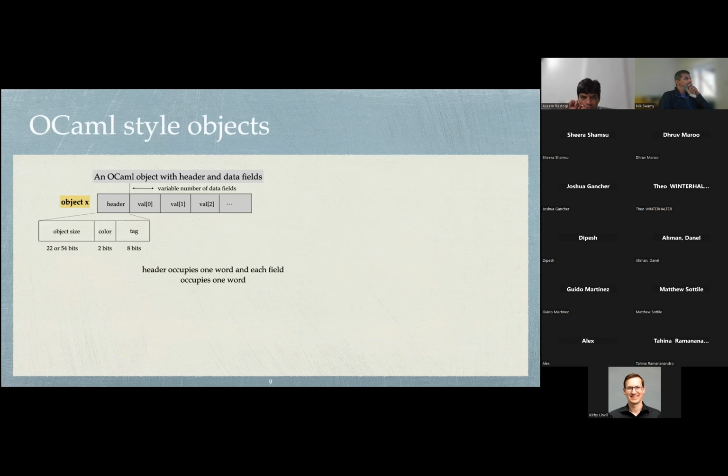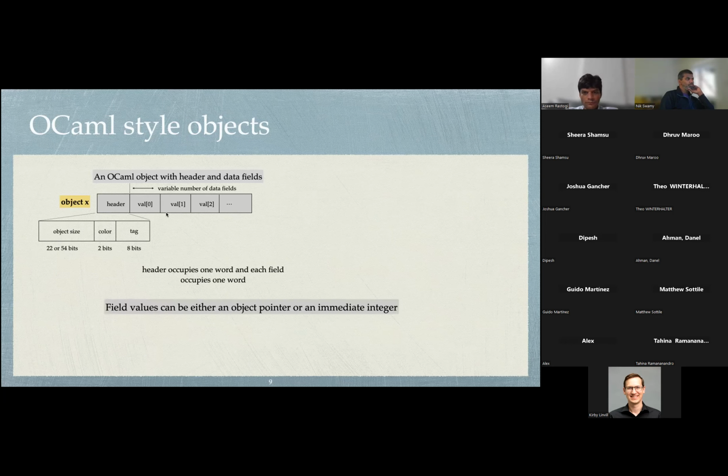OCaml-style objects are like this. Every object has a header and a variable number of data fields. The header occupies one machine word, and each field occupies one machine word. This represents the bitwise division of the header value. For a 32-bit machine, the first 32 bits represent the object size, meaning the number of fields following the header. The next 2 bits represent color, and the last 8 bits represent the tag.